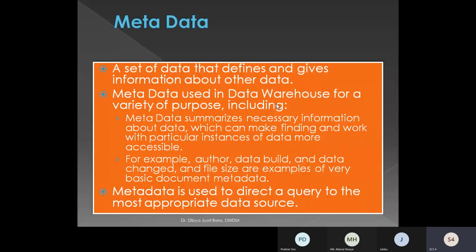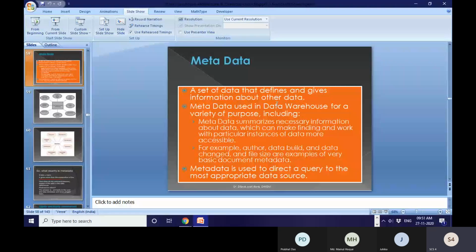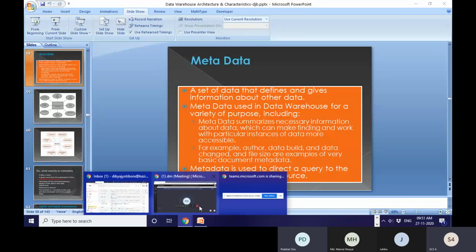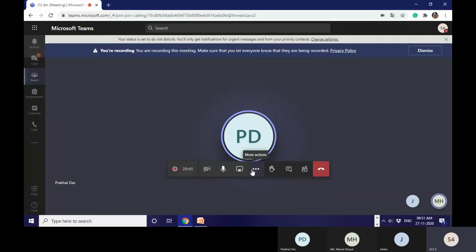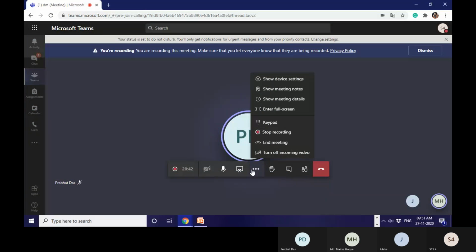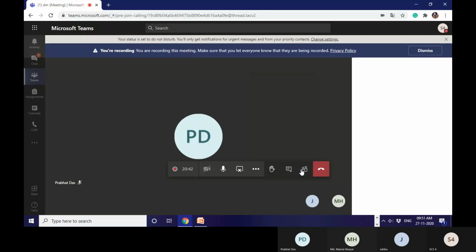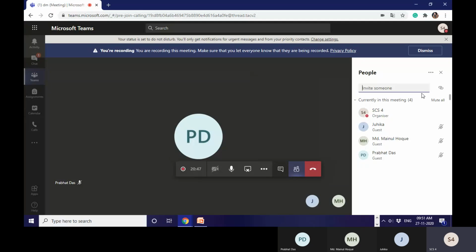A very good example from Prabhat's side, but I expect one different example from you in the assignment, and that will be from your computer science. But this is a very good example, of course. Sir, there is one question. Yes, Prabhat. Who is asking? Prabhat or Mainul? Prabhat, you may go ahead.